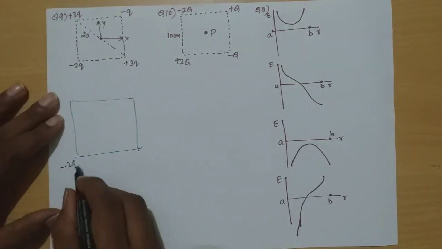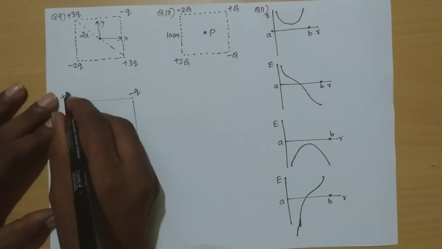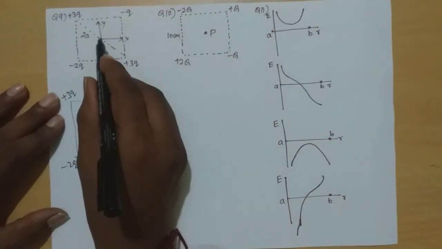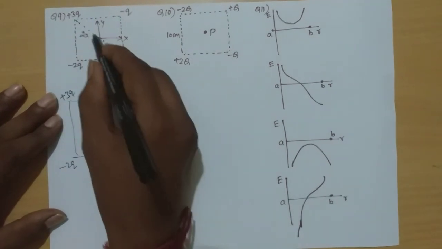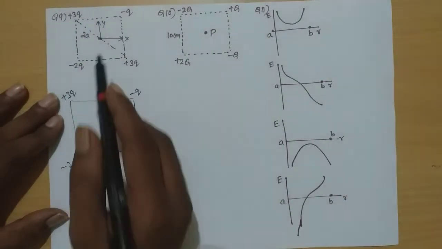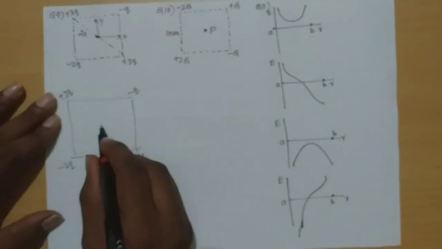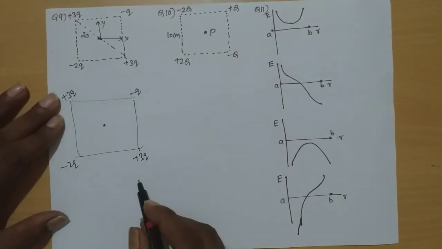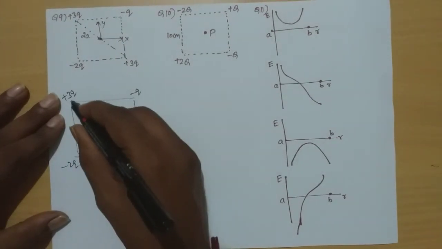Okay, here minus 2q plus 3q minus q plus 3q. So okay, at the center, from here to here the total diagonal length is 2a. So from here to here to here is also a, the same distance from the center. Each vertex is the same distance from the center.